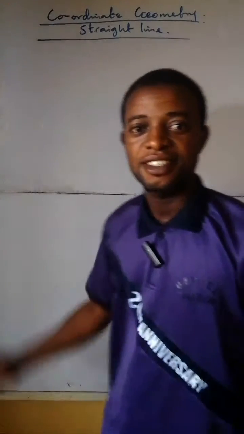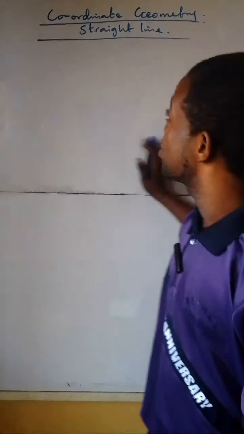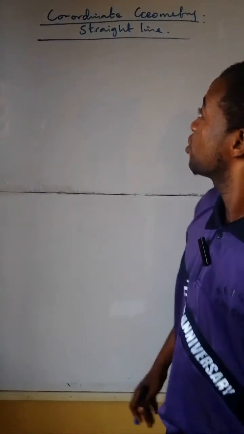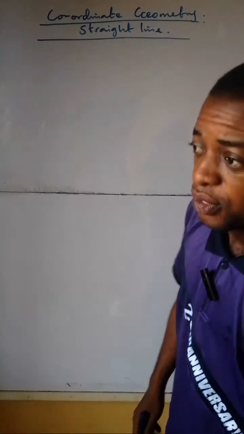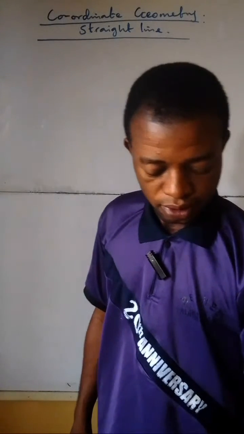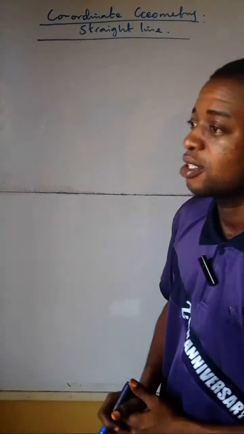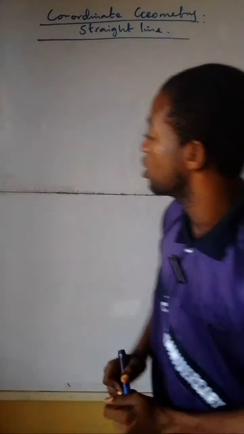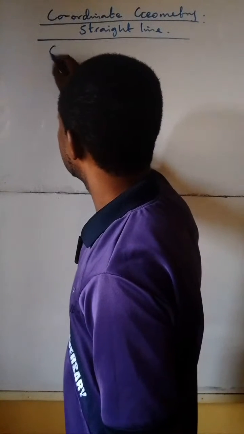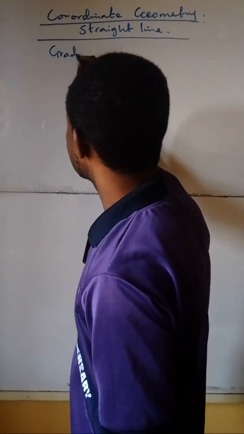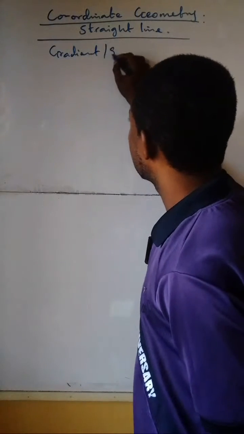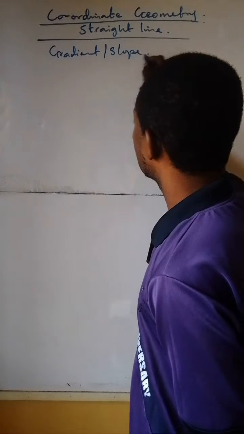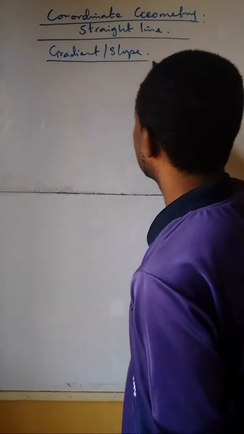And here in this class, let's look at this topic, coordinate geometry, equation of a straight line. And the first thing we are looking at here, let's look at the gradient of a straight line. On the word gradient, sometimes you can call it slope, gradient or slope of a straight line.